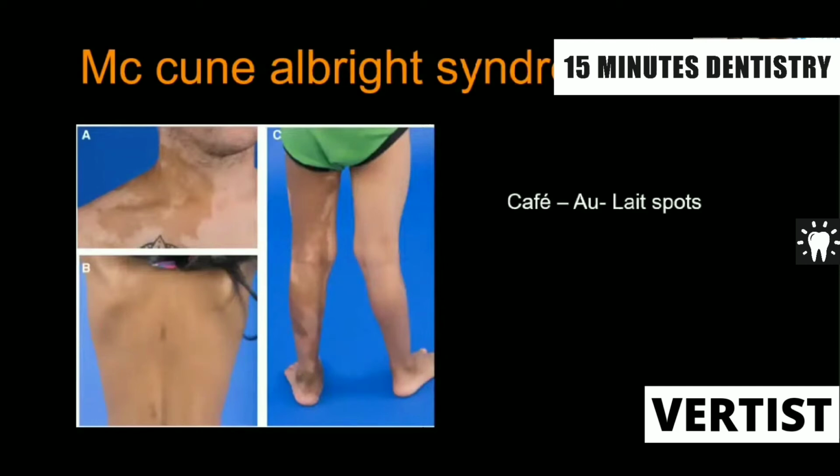So these will be tiny or small brown pigments which will be seen more on the trunk or on the limbs and maybe rarely on the facial region. So this we call Albright syndrome or McCune-Albright syndrome. This will always be called the café au lait spot.